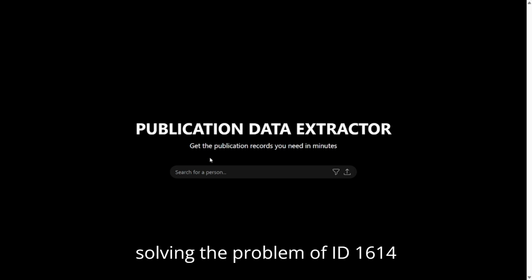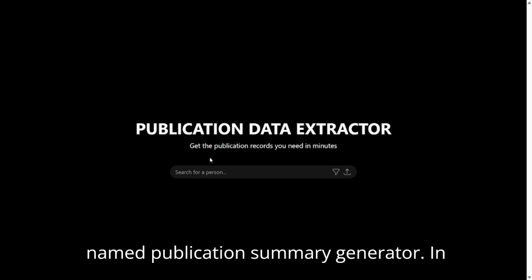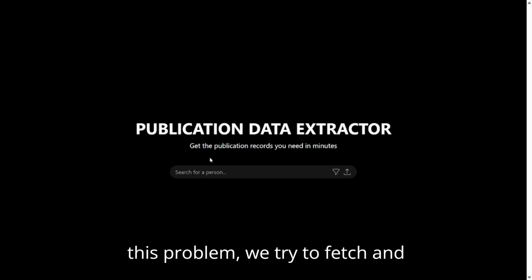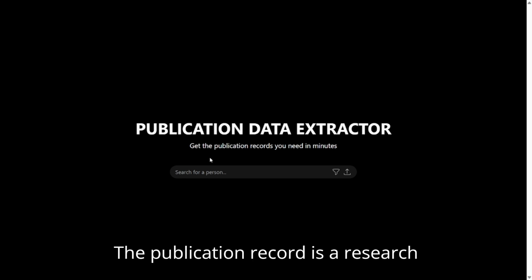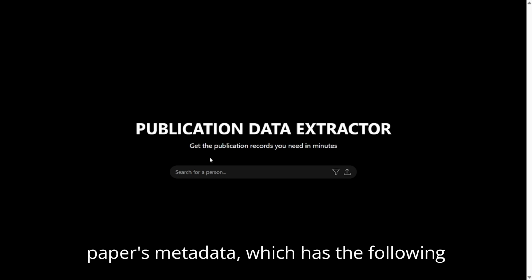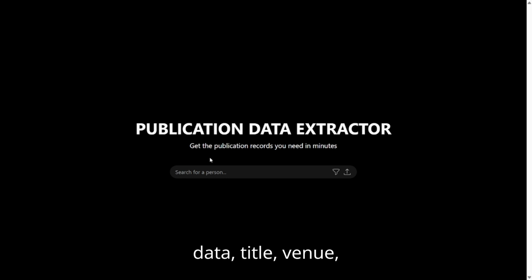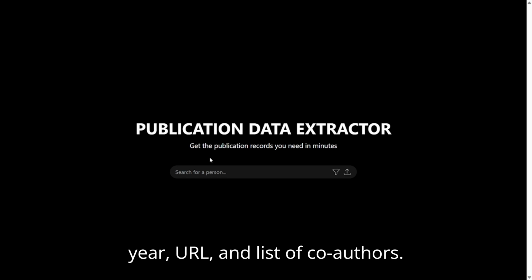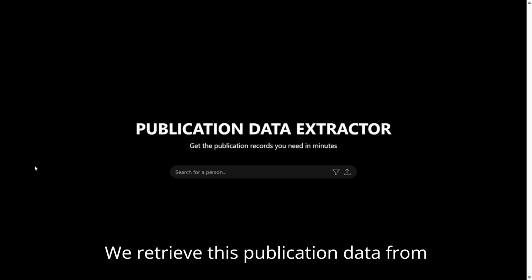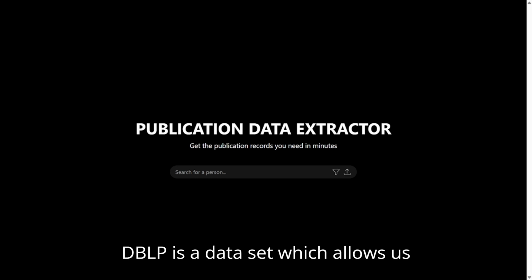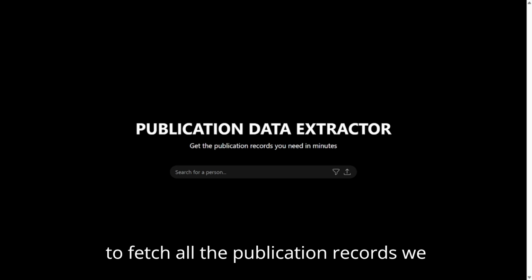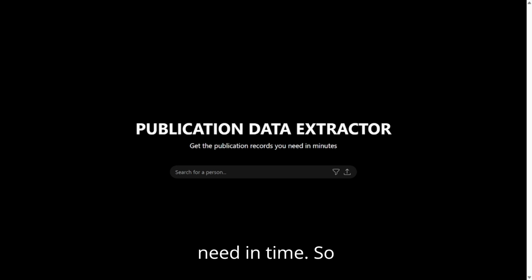We are solving the problem of ID 1614 named Publication Summary Generator. In this problem, we try to fetch and consolidate publication records in bulk. The publication record is a research paper's metadata which has the following data: title, venue, year, URL, and list of co-authors. We retrieve this publication data from DBLP and Google Scholar. DBLP is a dataset which allows us to fetch all the publication records we need in time.